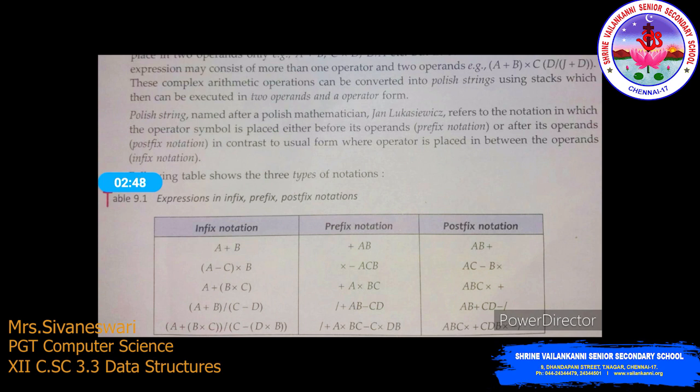So next is postfix notation, where the operands come first and then the operators follow. So a plus b is represented as ab plus. This is how the postfix notation is calculated.